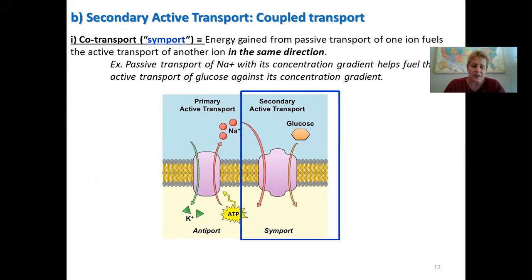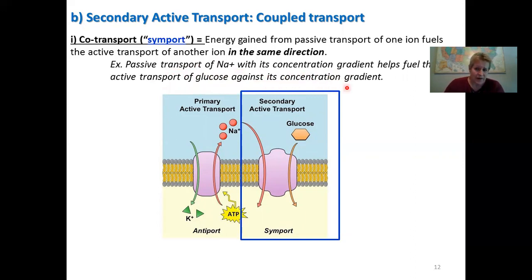Okay, so the first type of coupled transport is co-transport or symport, which means they're going in the same direction. Now here's the distinguishing thing about this. In this co-transport, energy gained from the passive transport of one ion that's moving with its concentration gradient fuels the active transport of another ion in the same direction. So the best example, and there's many, but this is the best one, is the passive transport of sodium with its concentration gradient, because sodium is always higher outside of a cell than inside, and that helps fuel the active transport of glucose against its concentration gradient.